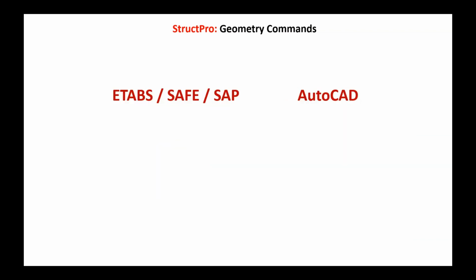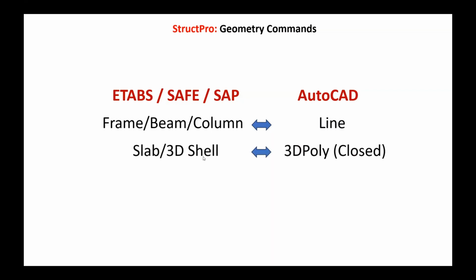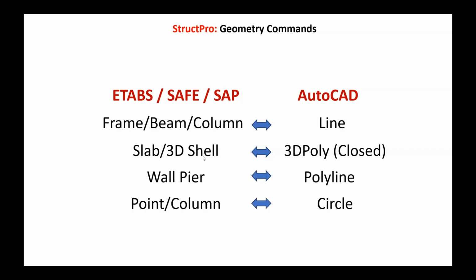StructPro uses the following corresponding objects in AutoCAD for precise representation of structural elements in ETABS. The general frame element, including beams and columns, is represented by the line object in AutoCAD. Slabs or 3D shell elements are represented by the closed 3D poly object. Wall piers are expressed using the polyline object. Lastly, points and columns are symbolized by the circle object.